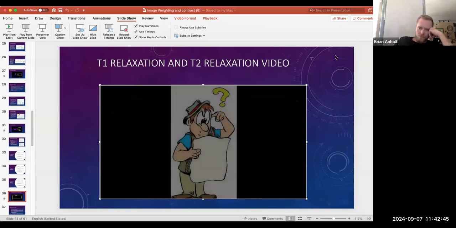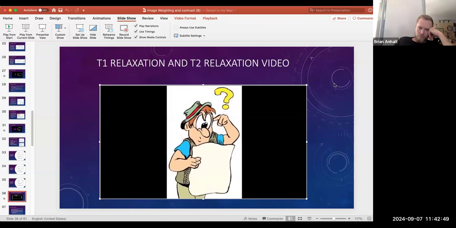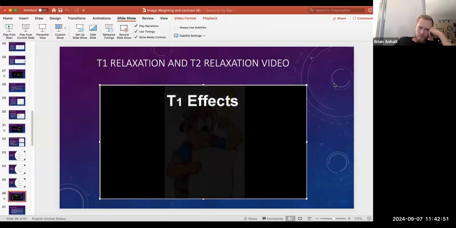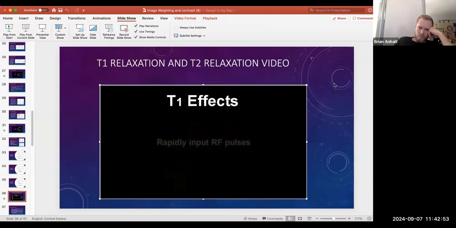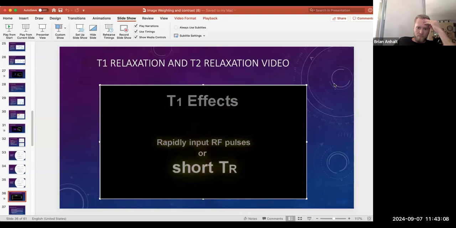Now this is a difficult concept and you may have to listen to it a few times to get it to sink in, but to summarize, the T1 relaxation effects are accentuated by rapidly exposing the protons to radio frequency energy and keeping the spins in the high energy state, and thus reducing the effective longitudinal magnetization. Tissues that recover quickly will have a large signal, while those slow to recover will have a low signal.